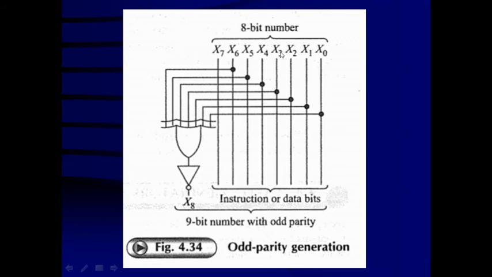If the data originally has odd parity, that means the data contains an odd number of ones. So the output of the exclusive OR gate is going to be 1. Again it is going to be inverted, and x8 is going to be 0. So again the 9-bit number will have odd parity only. This way this circuit will work as an odd parity generator.